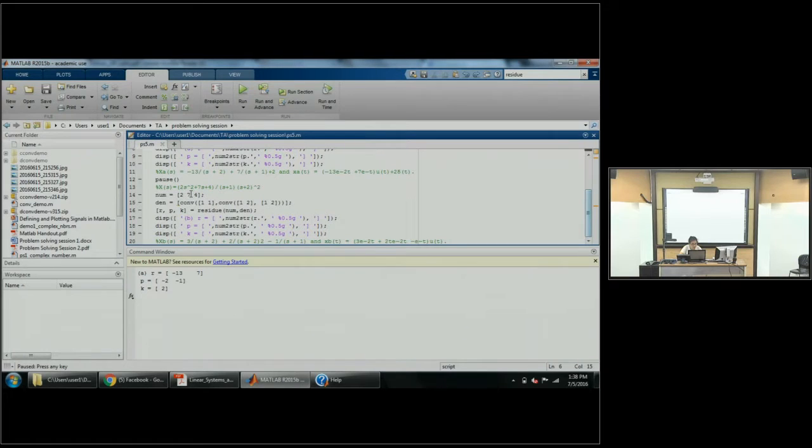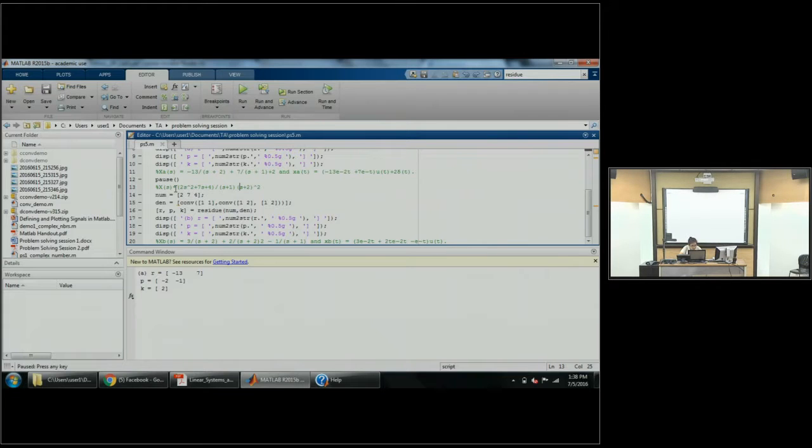Now my X(s) is defined to be (2s² + 7s + 4) over (s + 1)(s + 2)². Okay, so now my numerator has coefficients of 2, 7 and 4, and my denominator is factorized.